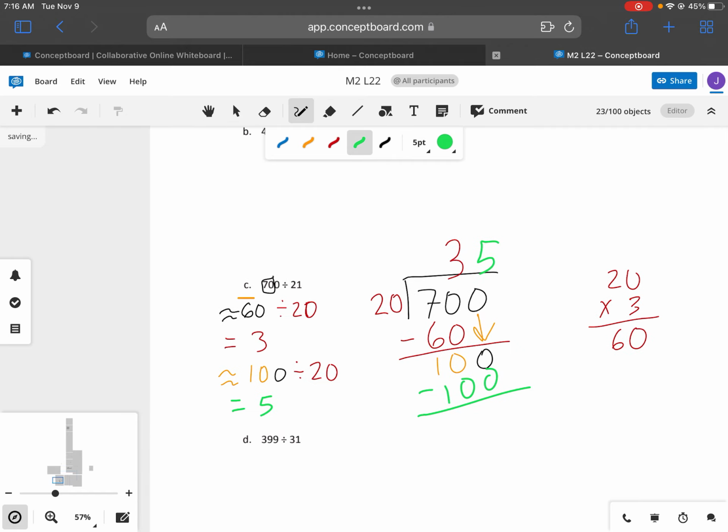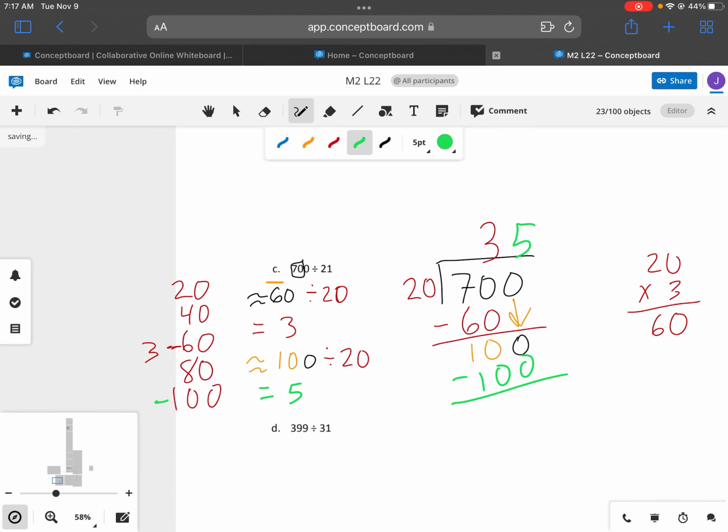Now, I did skip a step. I did skip my skip counting, so we're going to do it right now. 20, 40, 60, 80. I'm counting by 20, 100. And hopefully you can see that we use the third one of the skip count. 3 times 20 is 60. And the fifth one. All right, and we have no remainder here.